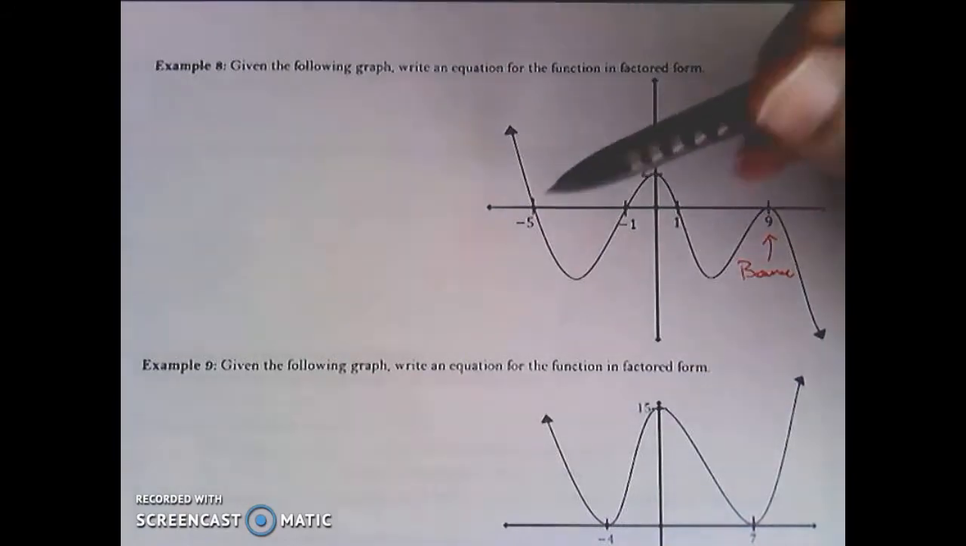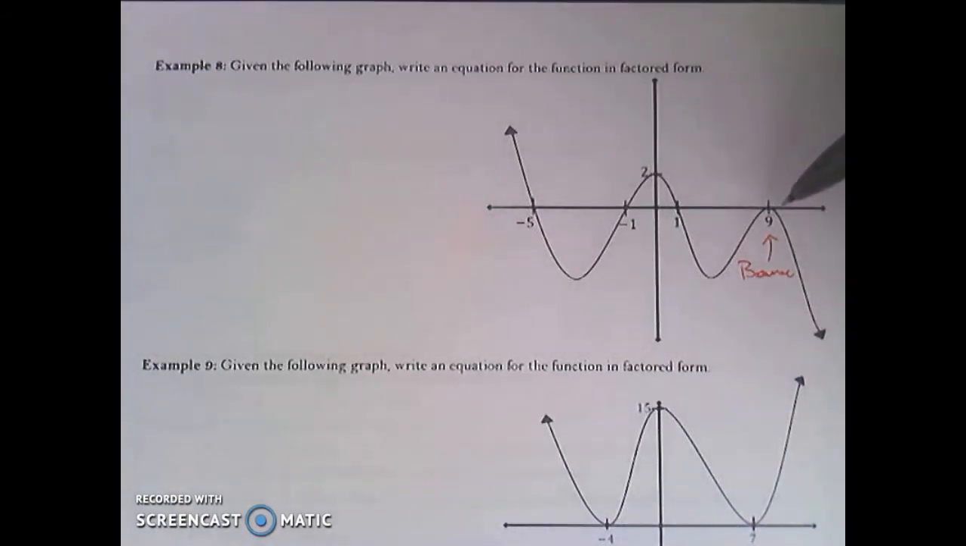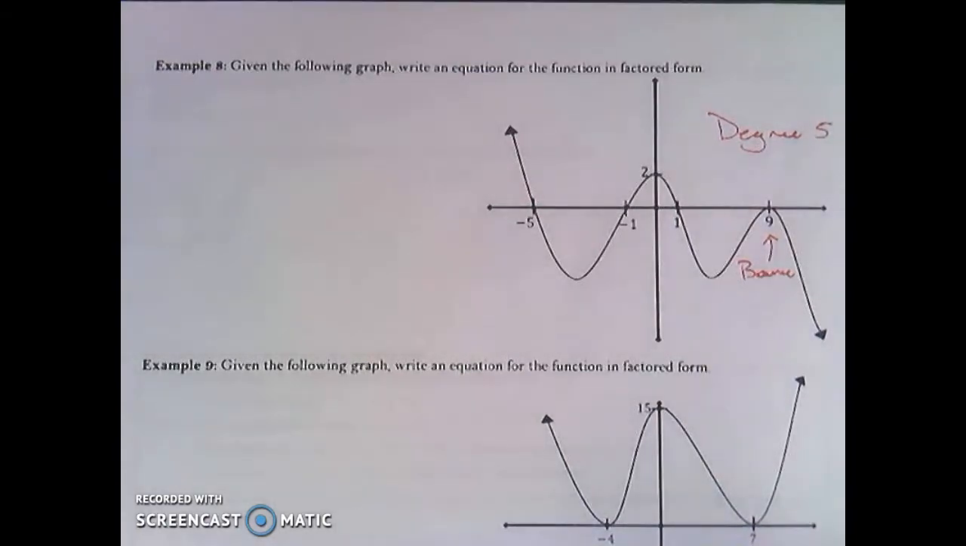So we've got 1, 2, 3, 4, 5. So we can say that our degree is 5. And that makes sense with our end behavior. It's going off in opposite directions. You might also notice immediately here that our leading coefficient is going to be negative. But let's go ahead and find that.